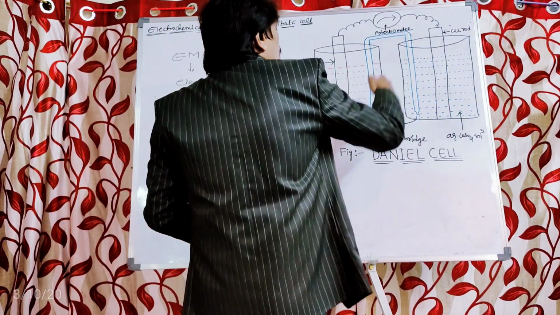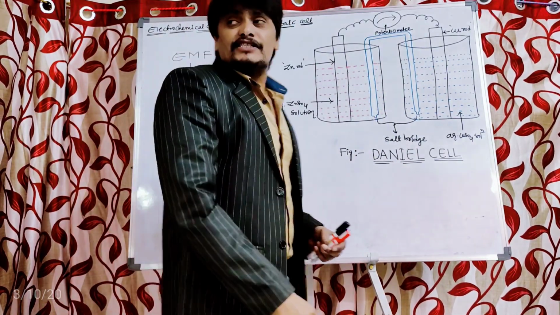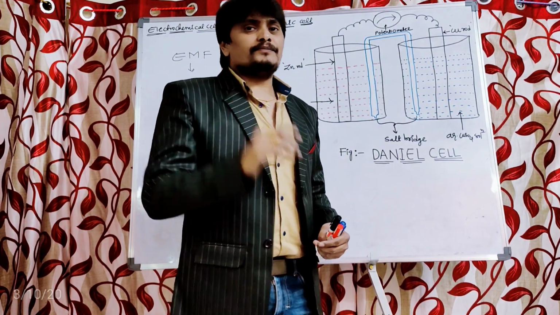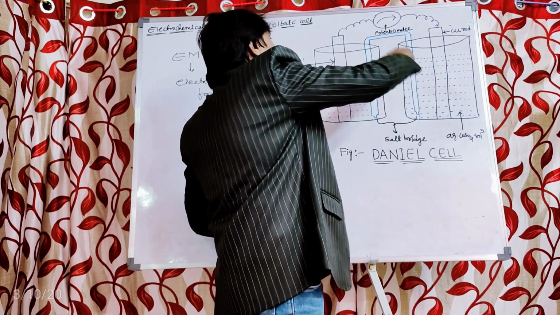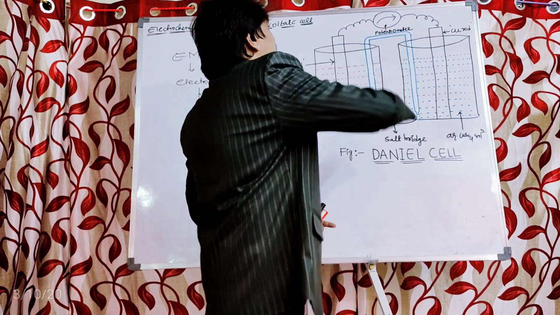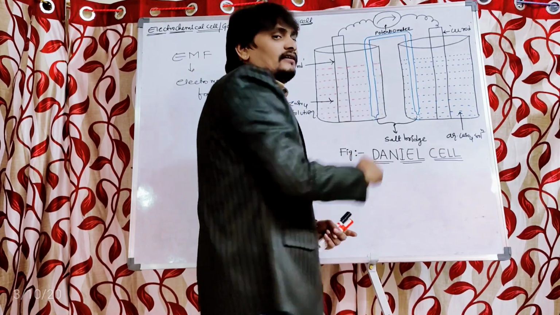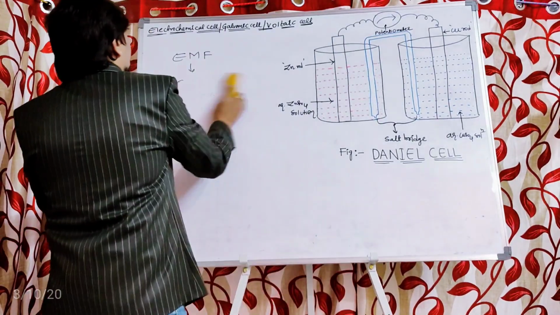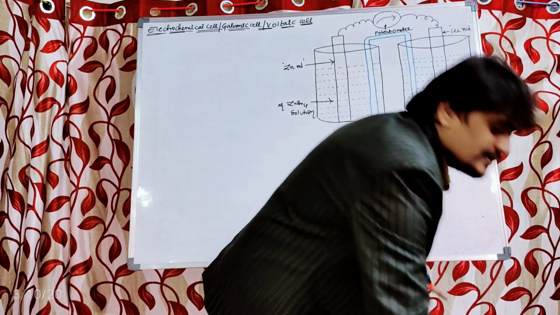Now what is the role of the salt bridge? I will explain you later. So this is how the Daniell cell is constructed, and the importance of each item which is a part of this Daniell cell. What is the role of the salt bridge? I will explain later, students.